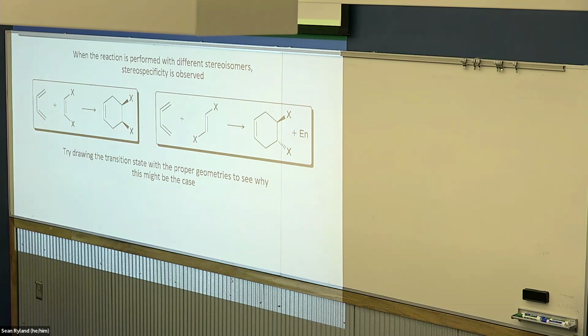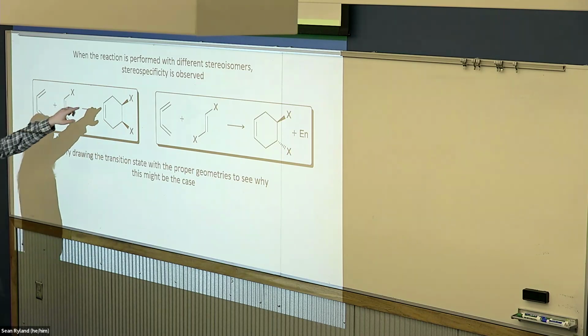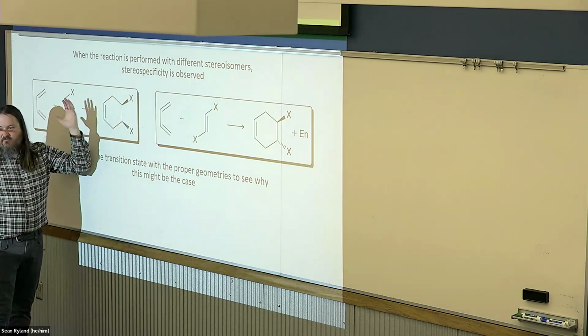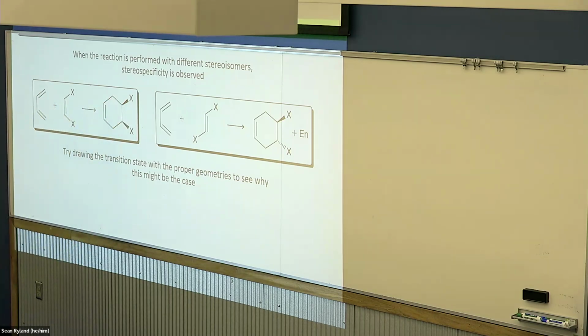We're making this new cyclo group. This is one of the reasons why we can be pretty certain that it's happening in a concerted way. It can't be happening through an intermediate, because if we made one of these sigma bonds without making the other one, then it would be free to rotate. We should get a mixture of stereoisomers. So the fact that we don't tells us something about the mechanism.